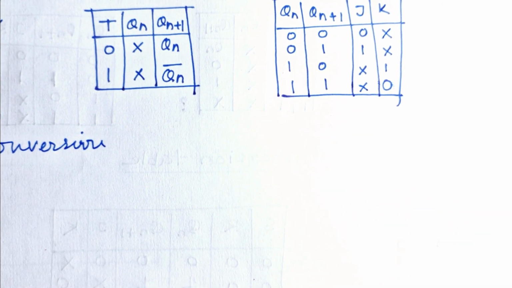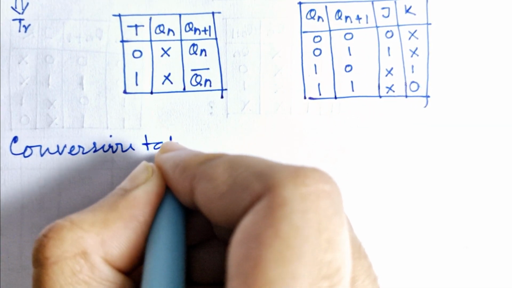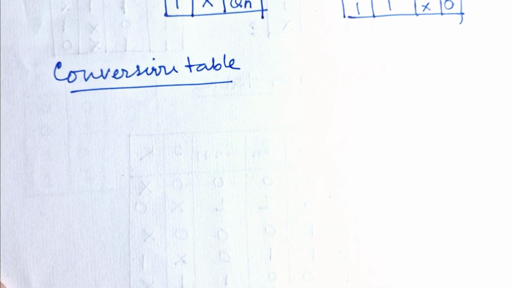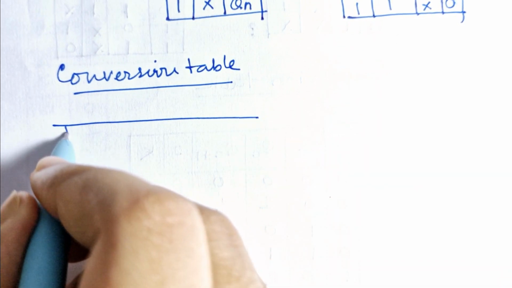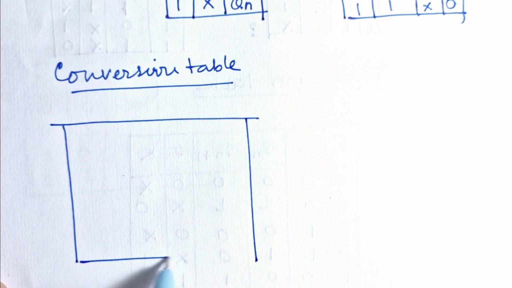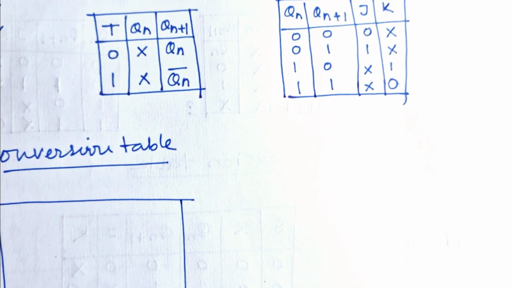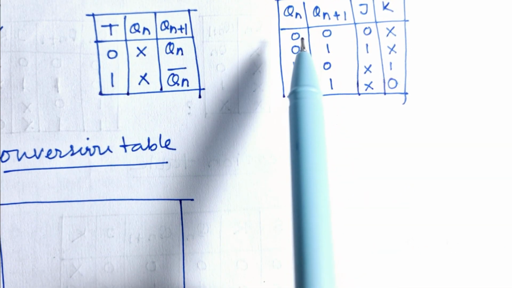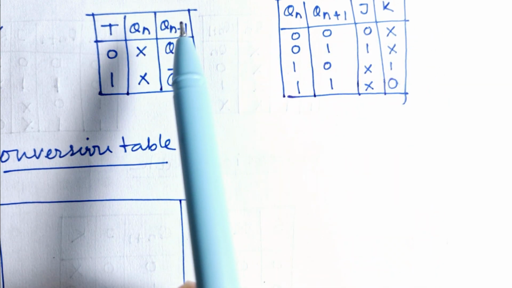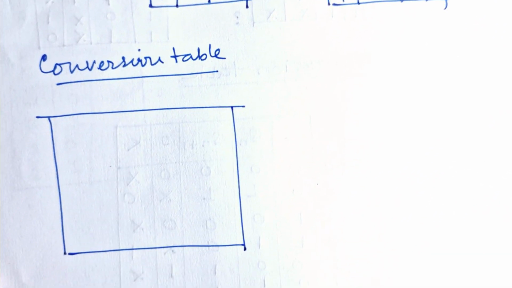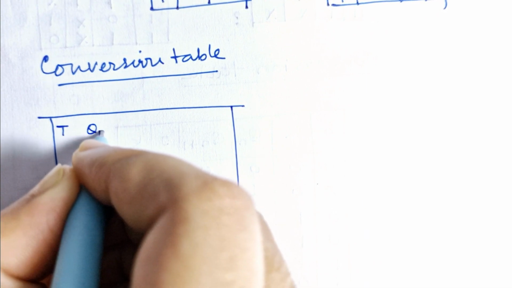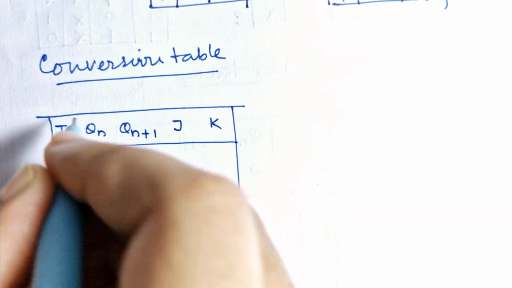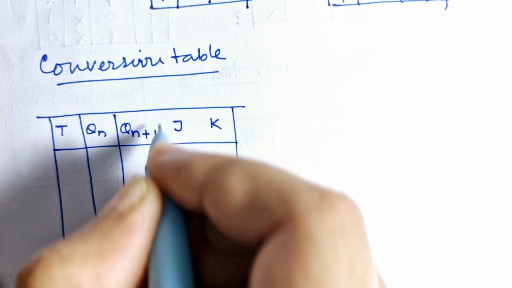Conversion table. How many columns will be there? We will first start with the truth table. That is T, Qn plus 1, and then J and K. So T, Qn plus 1, J and K. It is like this.